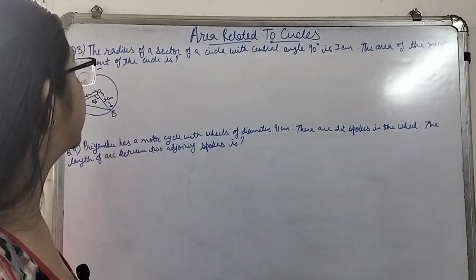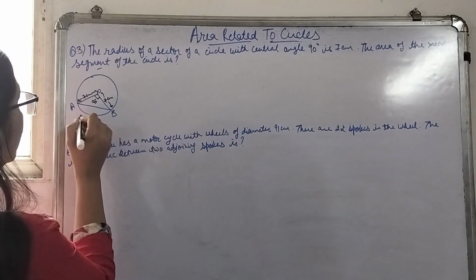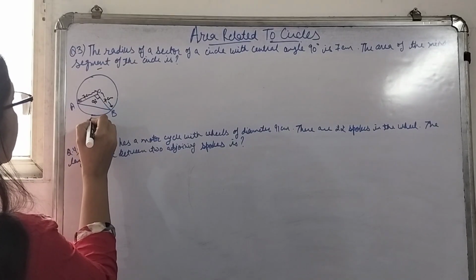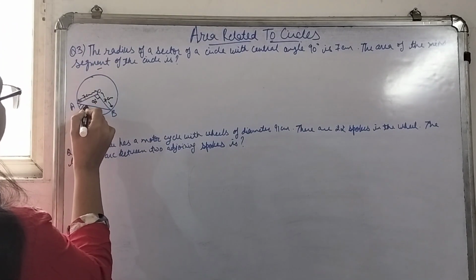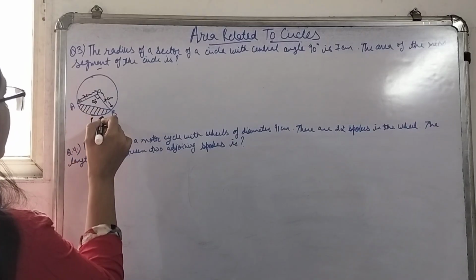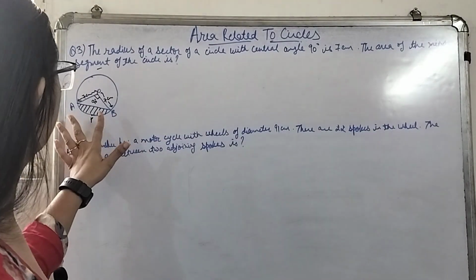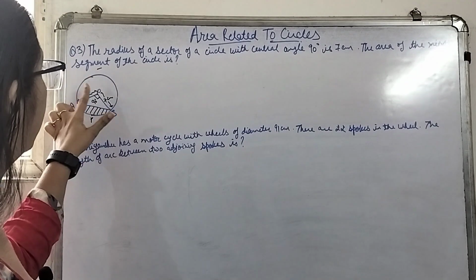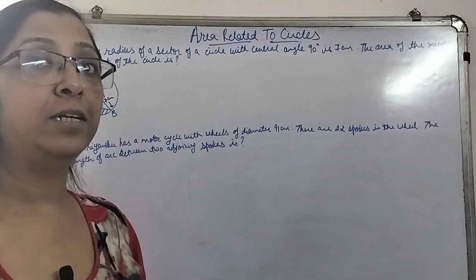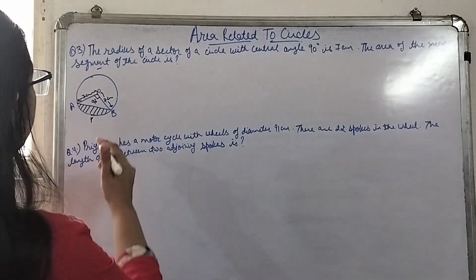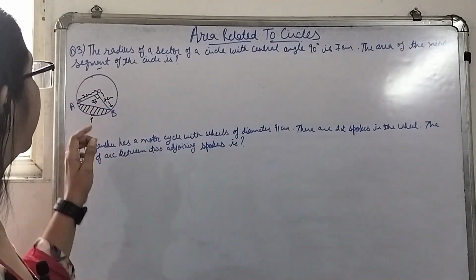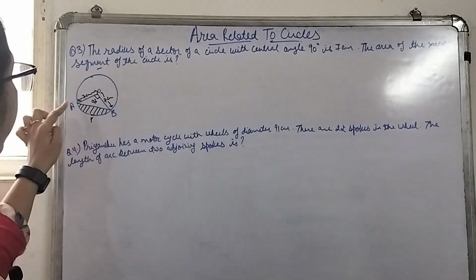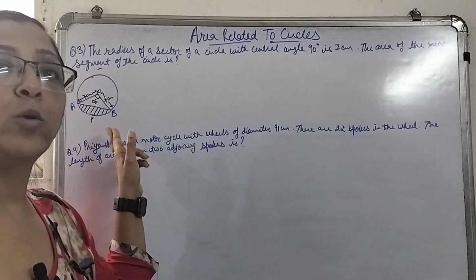So the area of the minor segment is asked. If this is your arc APB, suppose this is your minor arc, then the minor segment is this, the required area. So how can we find the area of the minor segment? First of all, we have to find the area of the minor sector, that means the area of OAPB. From this area, if we subtract the area of triangle OAB, we will get this required area.